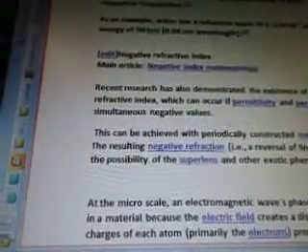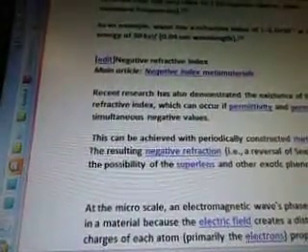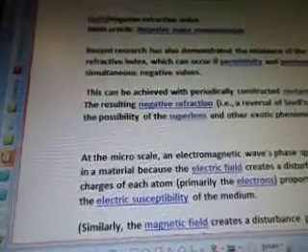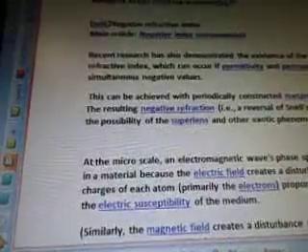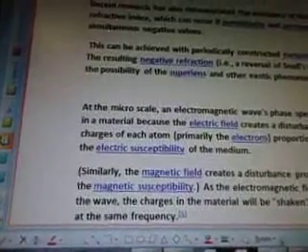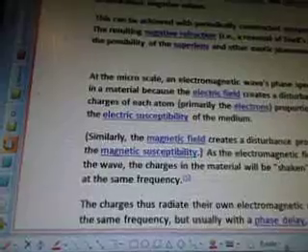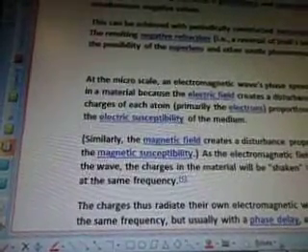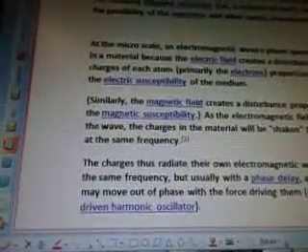Negative refractive index, negative index metamaterials. Recent research has also demonstrated the existence of the negative refractive index, which can occur if permittivity and permeability have simultaneous negative values. This can be achieved with periodically constructed metamaterials. The resulting negative refraction, i.e. a reversal of Snell's law, offers the possibility of the superlens and other exotic phenomena.